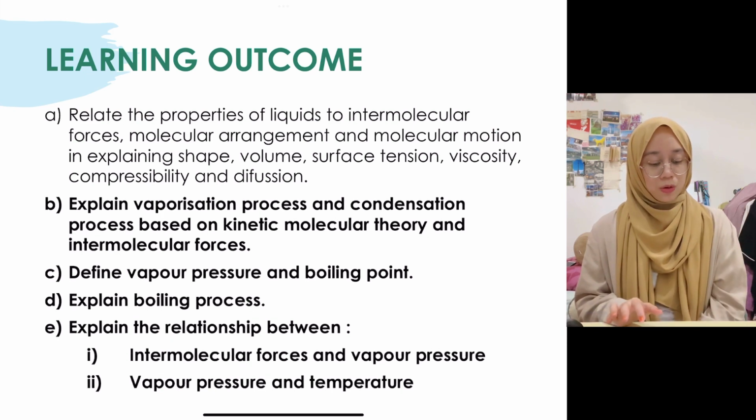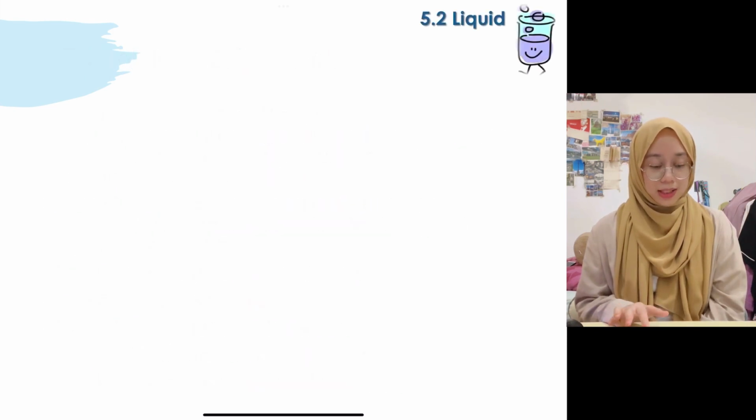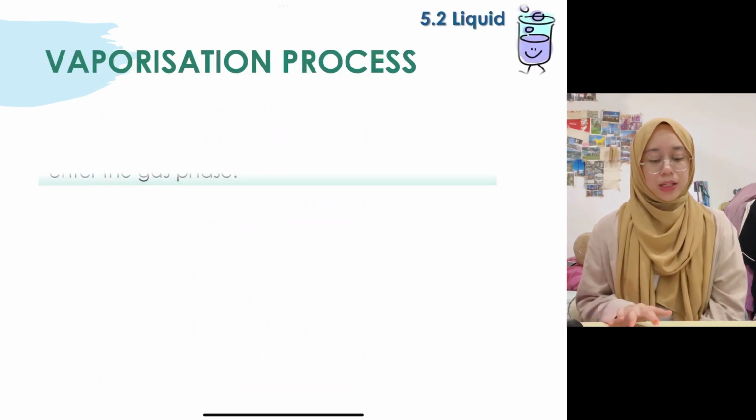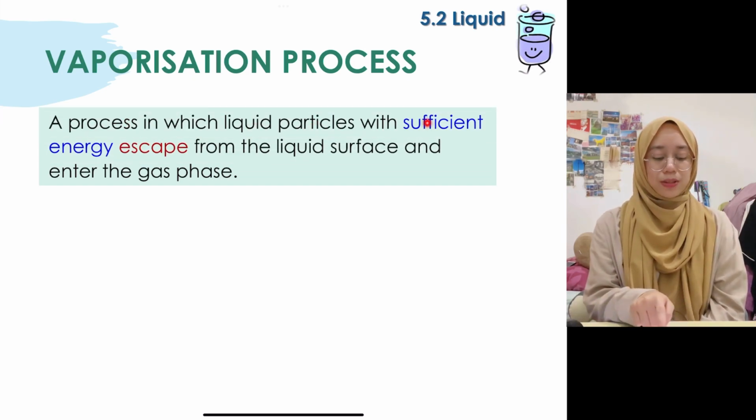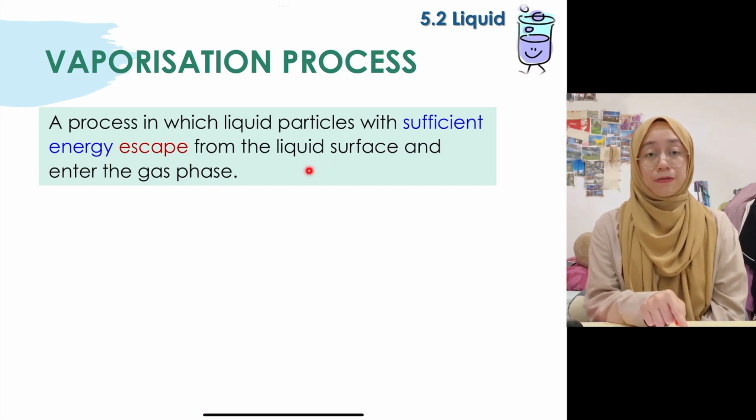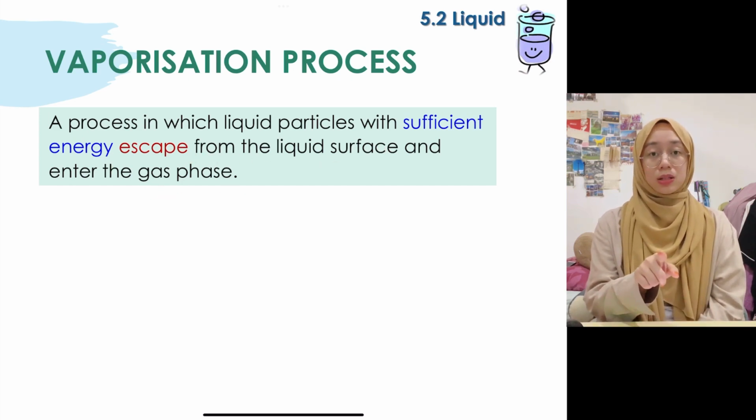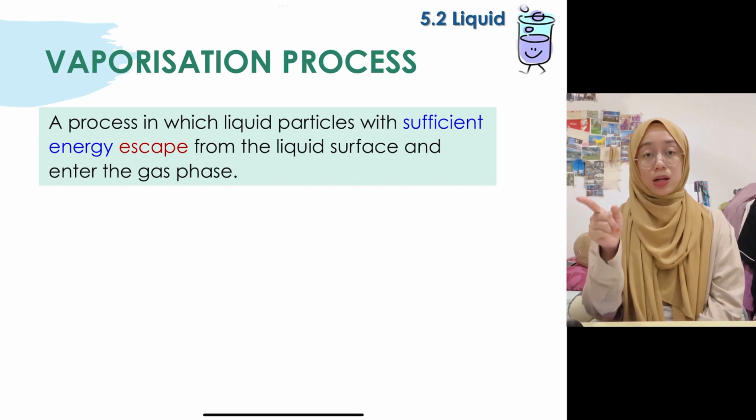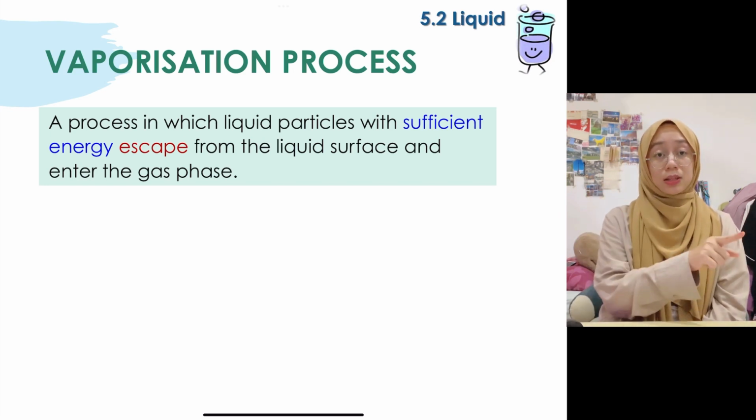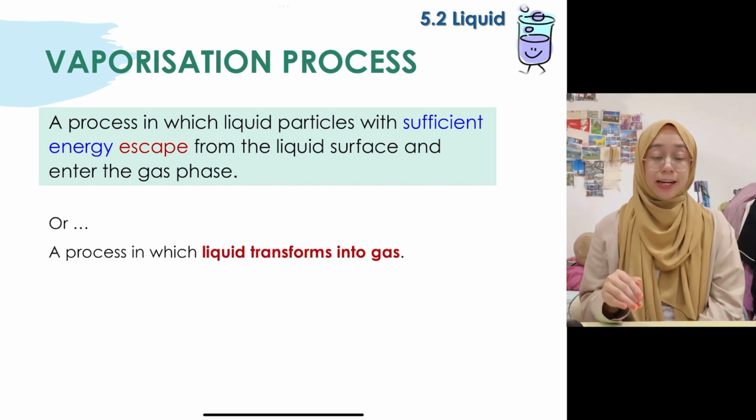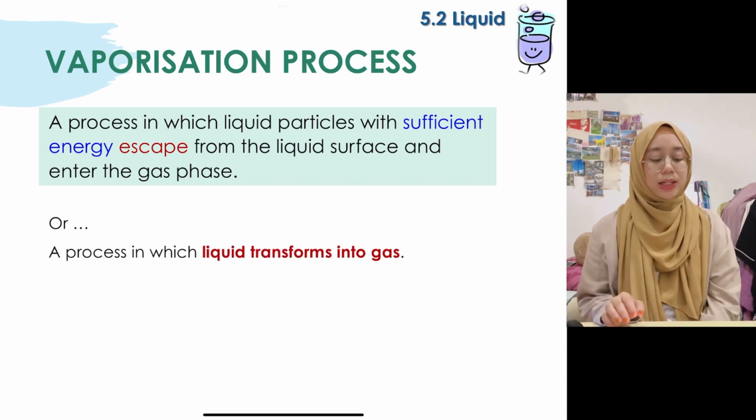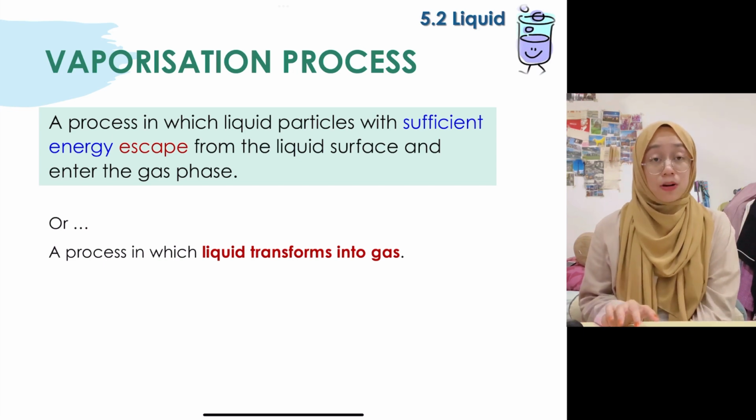Okay, so what is a vaporization process? Vaporization process is a process in which liquid particles with sufficient energy escape from the liquid surface and enter the gas phase. Bermaksud, it is a transition process between liquid phase to the gas phase. Okay, so ataupun yang ni ada cara lain lah untuk describe the vaporization process. It is a process in which liquid transforms into gas.